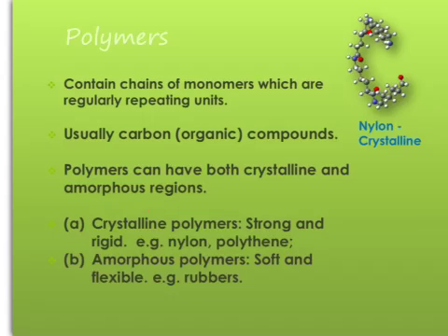There are two types of polymers. The first type is crystalline polymers. They are strong and rigid. Examples are nylon and polythene. The other type is amorphous polymers. They are soft and flexible, like rubbers.